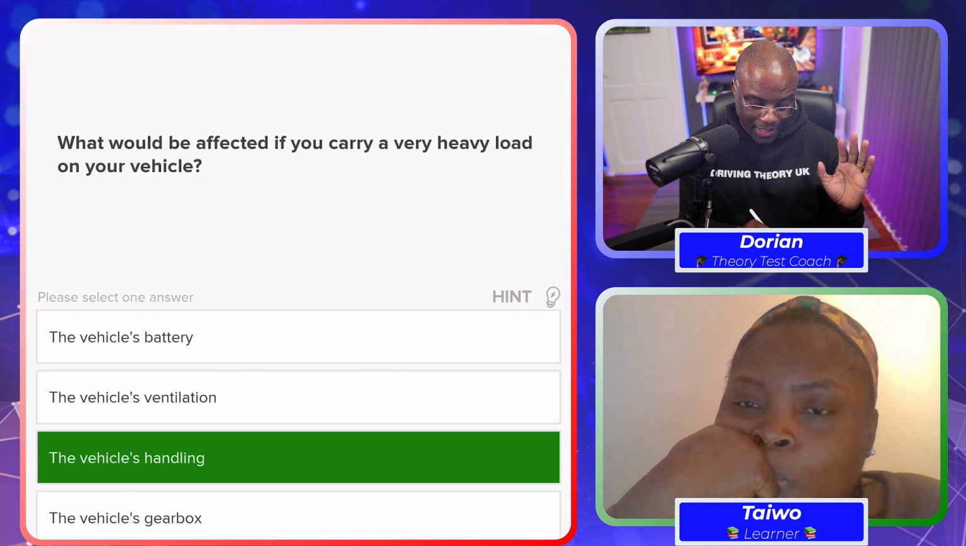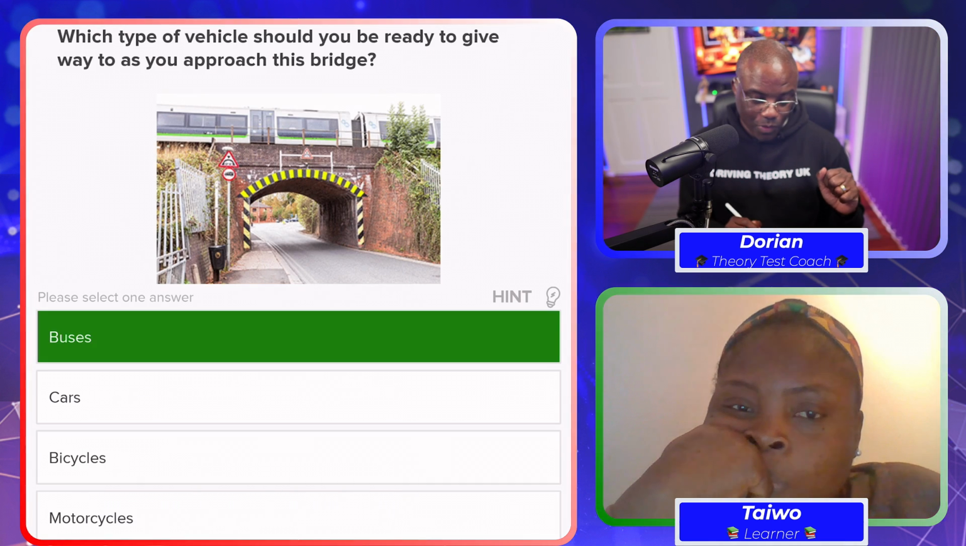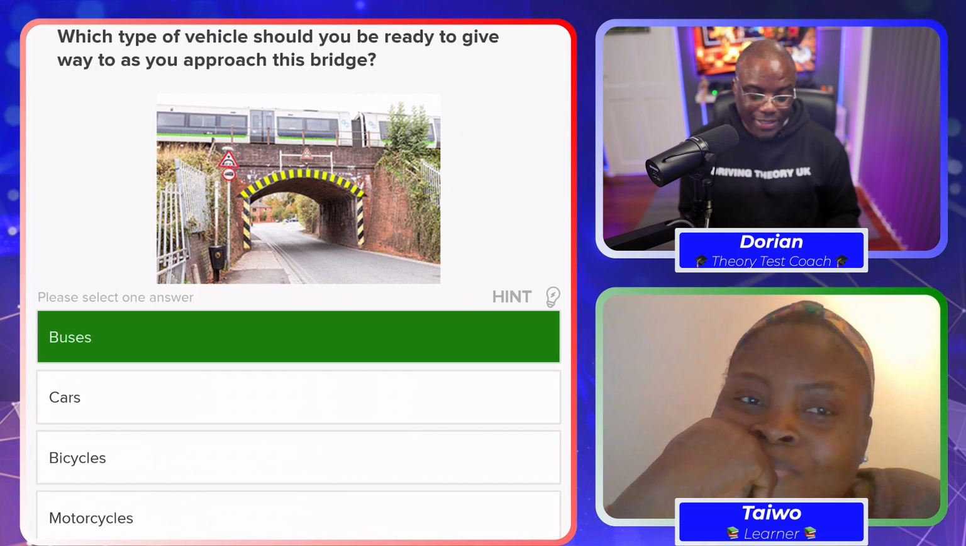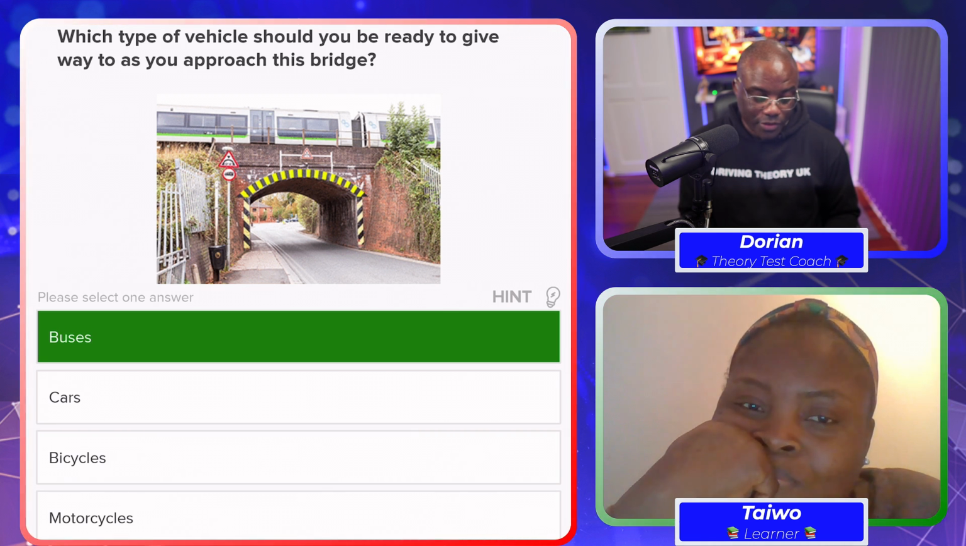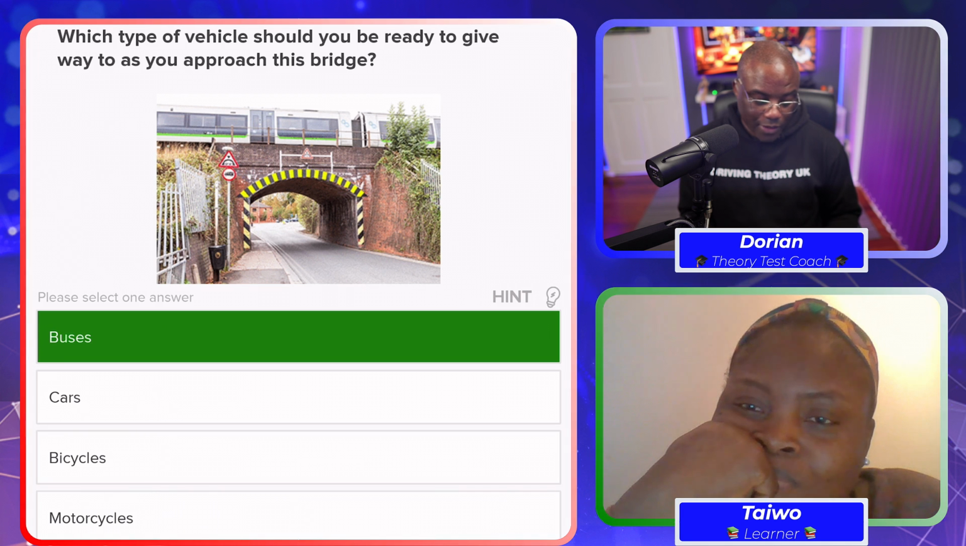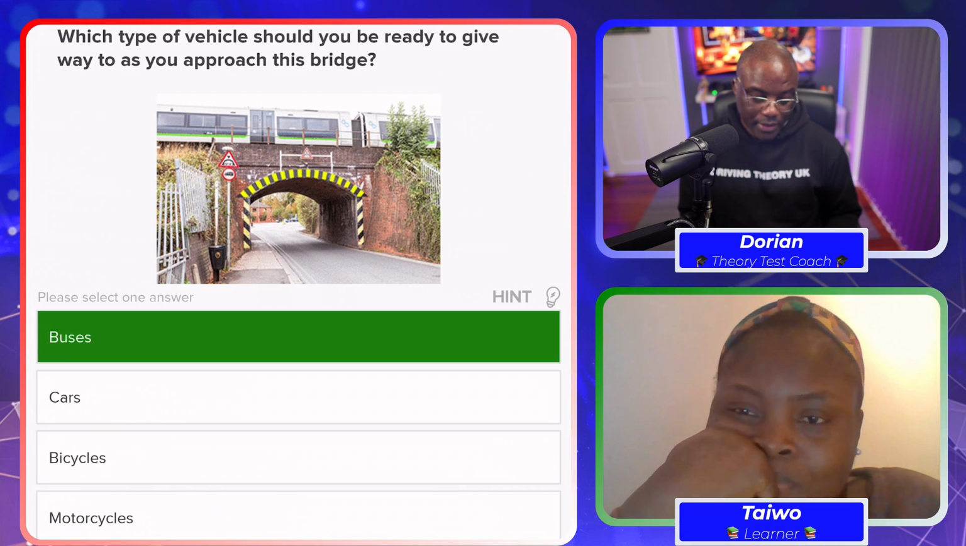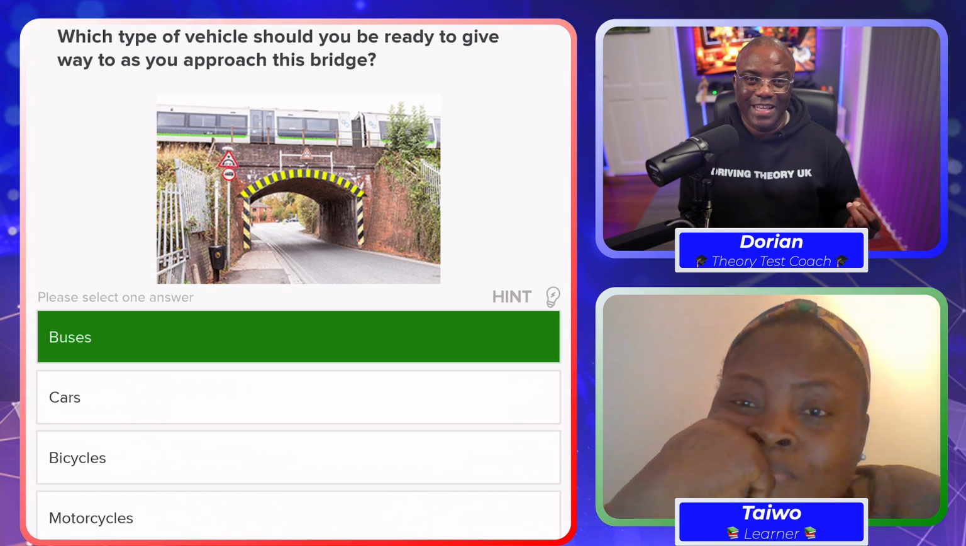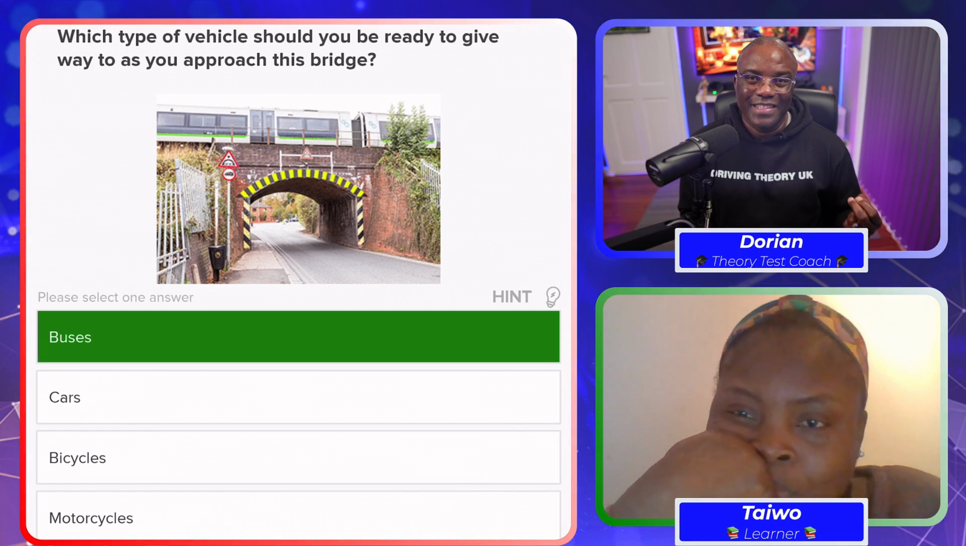Then be explained. Okay, this one. Which type of vehicle should you be ready to give way to as you approach the bridge? You eventually went with buses. Again, you said, I've seen this image before, and do you remember what you said?